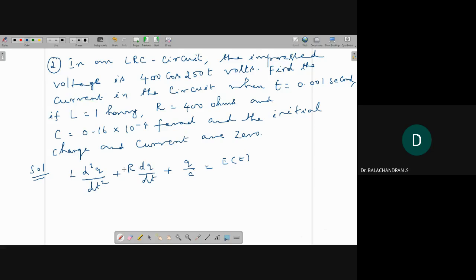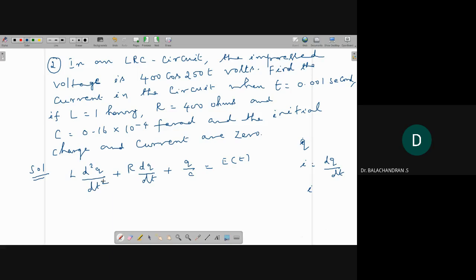So you may ask, why don't we write in terms of I? I think it is a better way to write in terms of Q. Once you get Q, you can get I by just differentiating Q. Suppose if you get I, to get Q you need to integrate it. So that's why it is better to write like this. First find Q. Even if they ask for current I, first you find Q, and then if you differentiate, you can get I.